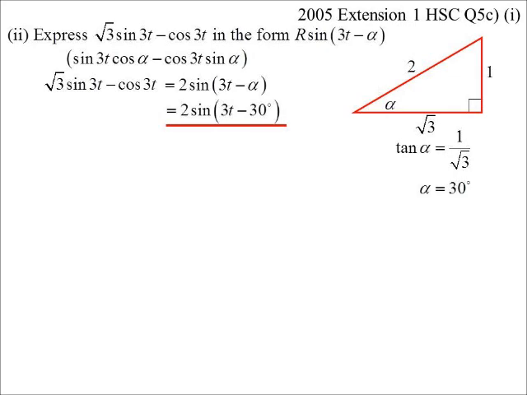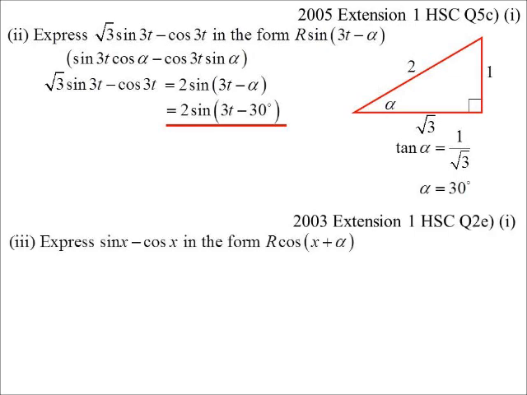Done. I said to you this is useful because if they wanted me to draw the graph of y equals root 3 sine 3t minus cos 3t, I'd have to add the two graphs together and it's messy. But if I turn it into a single sine function, that's a lot easier to draw. I just got to draw that sine curve.